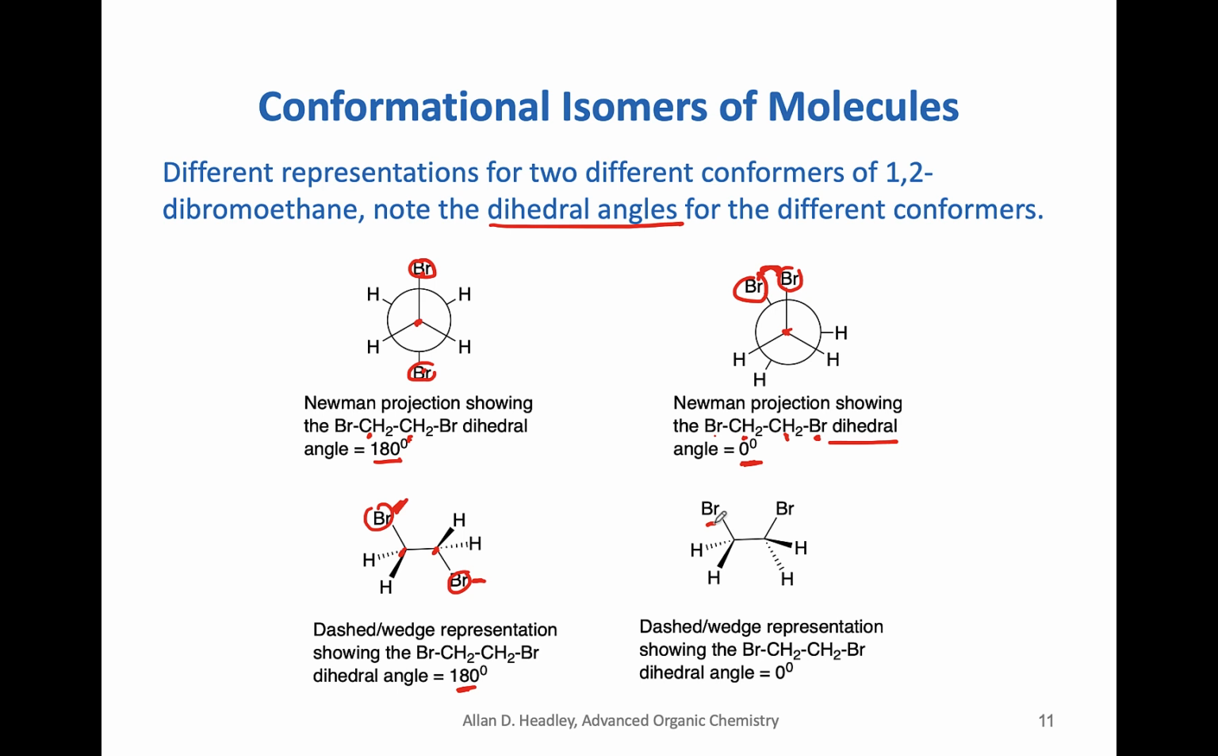So here's a bromine, a carbon, CH2, and a bromine right across from each other. So looking down here, what you'll see is a bromine, a CH2, and a bromine, and the dihedral angle here is 0. So again, you should be able to understand the meaning of a dihedral angle and use that in describing the relationship between two atoms in different conformations.